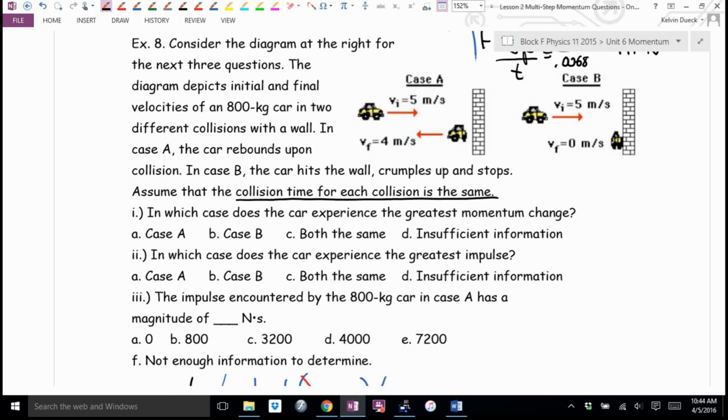In which case does the car experience the greatest momentum change? Case A, case B, both the same, or we need more information? In which case does the car experience the biggest momentum change? Hey, this is a chance for us to vote. Once again, how I hold your hand up is how sure you are of the answer. So looking at this, situation A, situation B, which one of these has a bigger change in momentum?